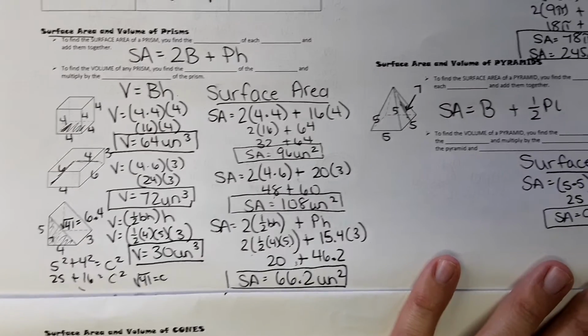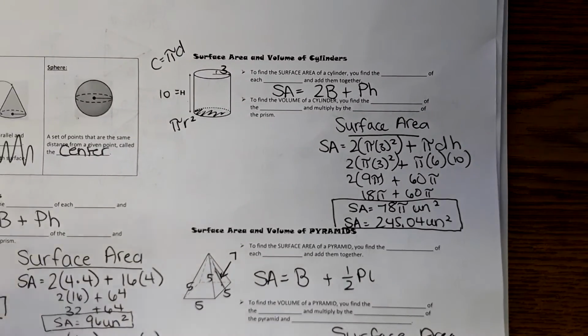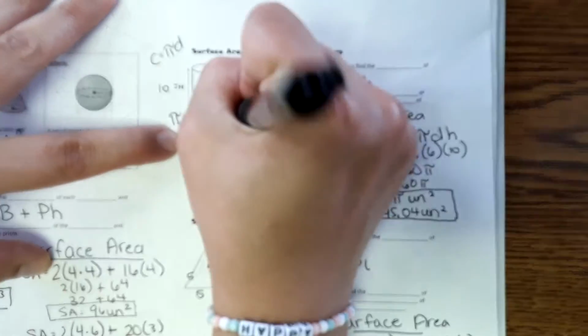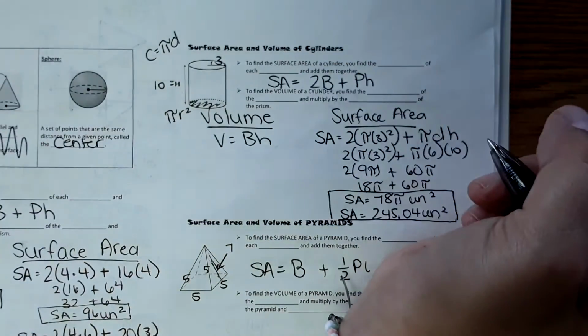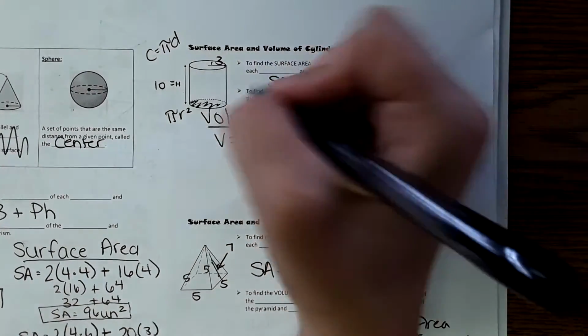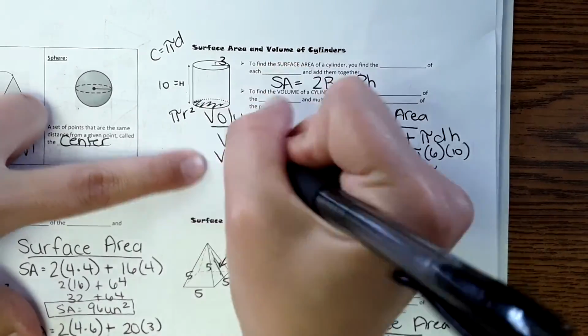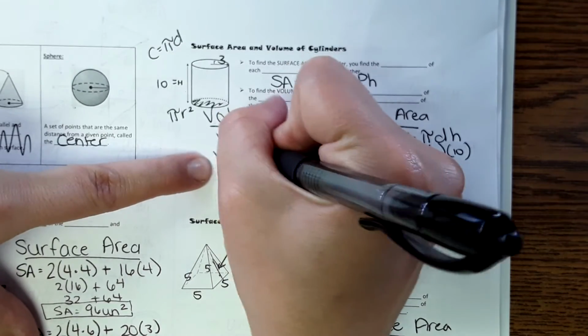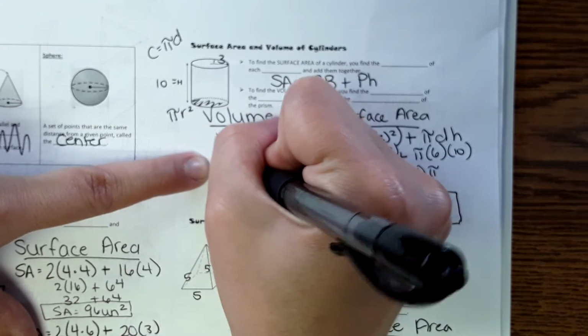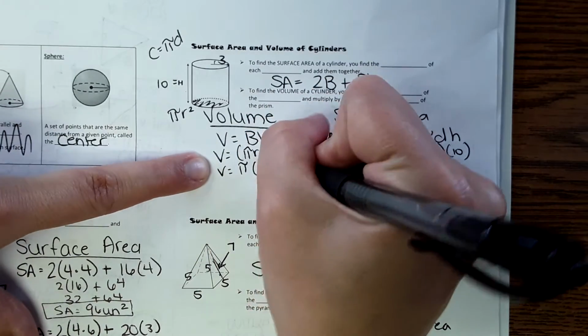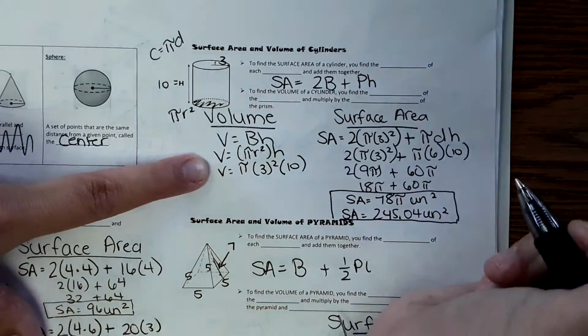Next. Okay, the equation for the volume of a cylinder is volume equals area of the base times the height, the exact same equation. Finding the area of the base, multiplying by the height. The only difference is our base is now a circle, so we're using pi r squared and then multiplying by the height. Radius is 3, height is 10.